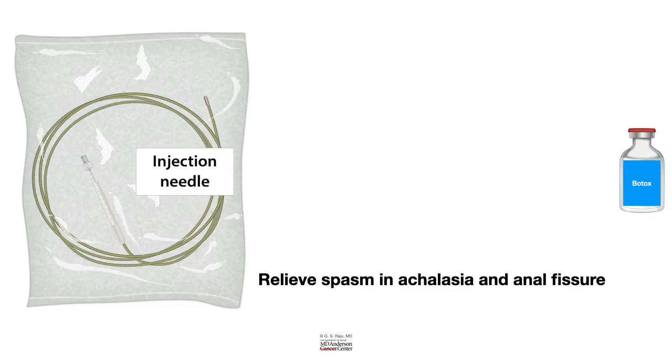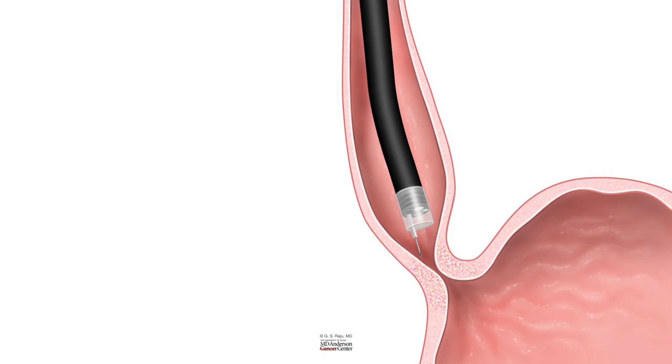Next, let us look at Botox that causes muscle paralysis and relieves the spasm in achalasia, and also relieves the spasm and heals anal fissure. Here is a patient with achalasia where the lower esophageal sphincter has a lot of spasm. It does not allow the food to go down. There are different ways to treat. In some who are very high risk for surgery or any endoscopic procedures like balloon dilation or POEM, one may consider using botulinum toxin injection.